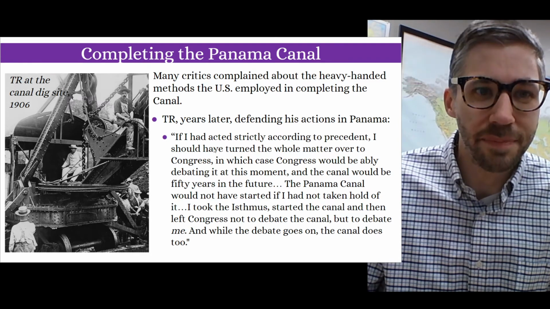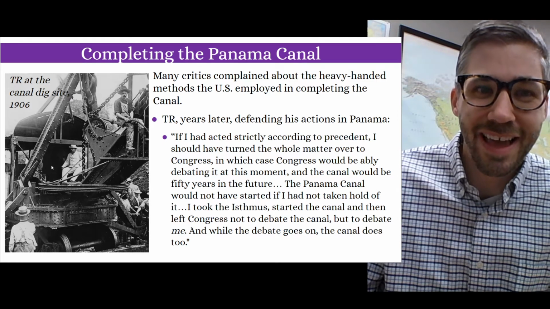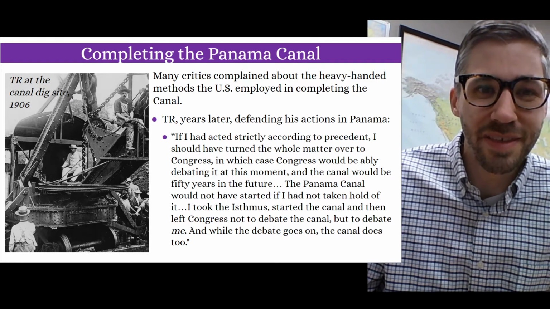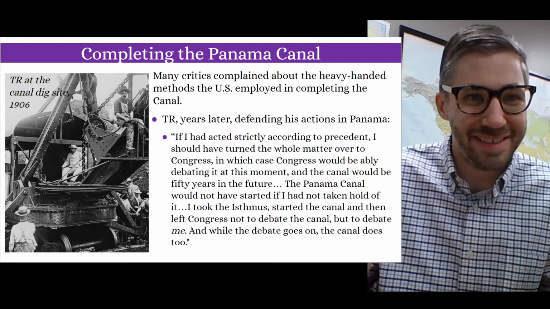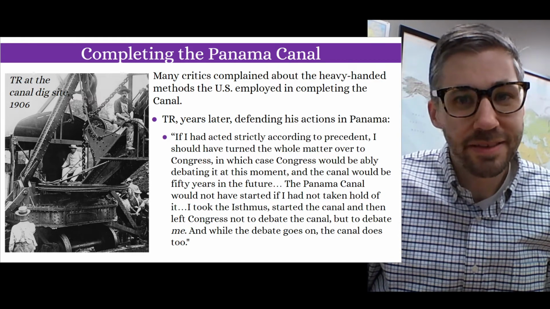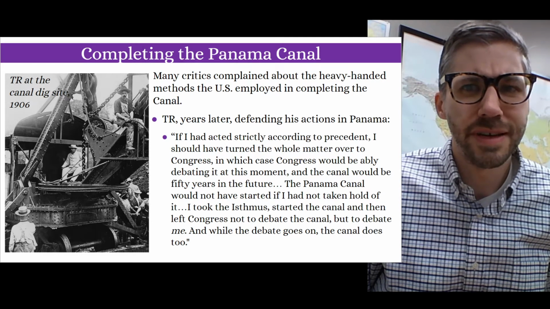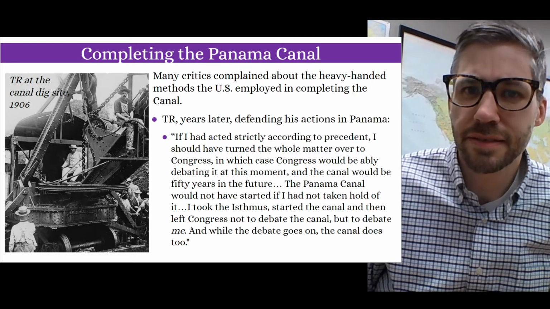And he even shows up as president. He leaves the country to visit the Panama Canal site, and him being TR, he climbs inside one of these big diggers and just says, I want to operate the darn thing. A lot of critics complain, and they just said, this is not a good look for the United States to be creating new countries and dealing in heavy-handed ways this way.